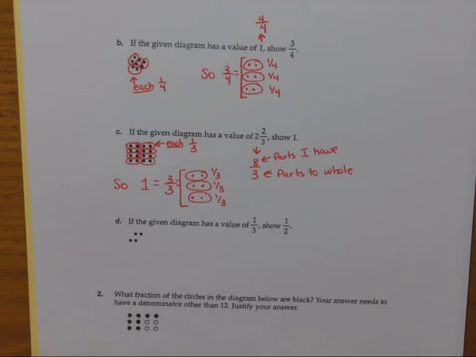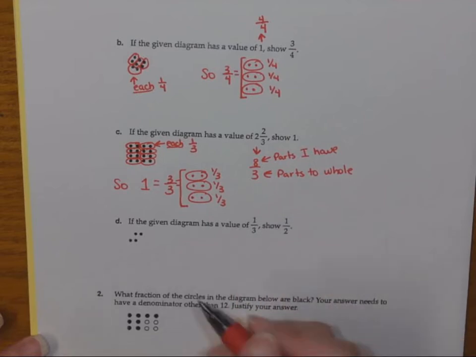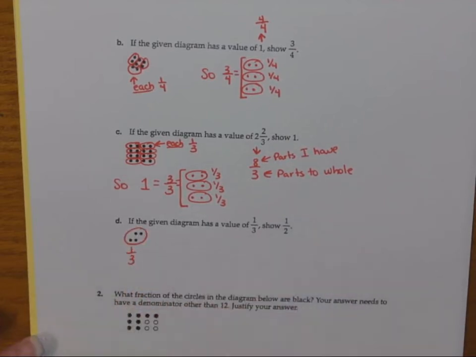All right, so the last one we're going to look at with the set model, let's look at part D. If the given diagram has a value of 1/3, show 1/2. So notice the parts I have is only 1, right? So that means this is 1/3, but the question is, how do I go from a third to a half?